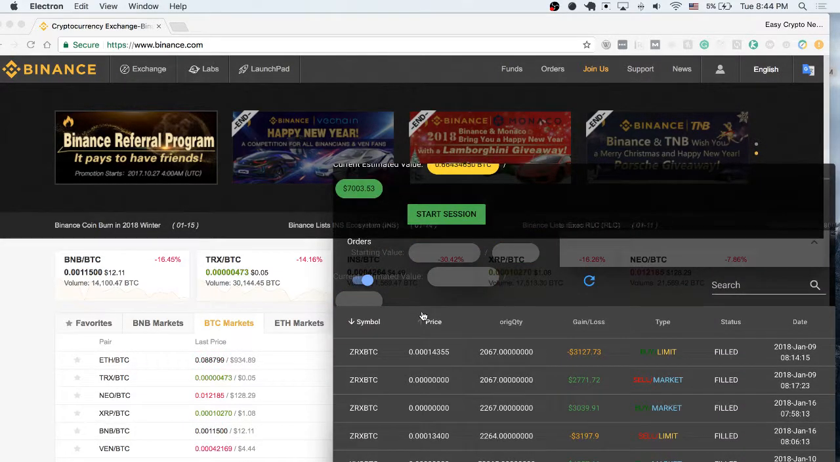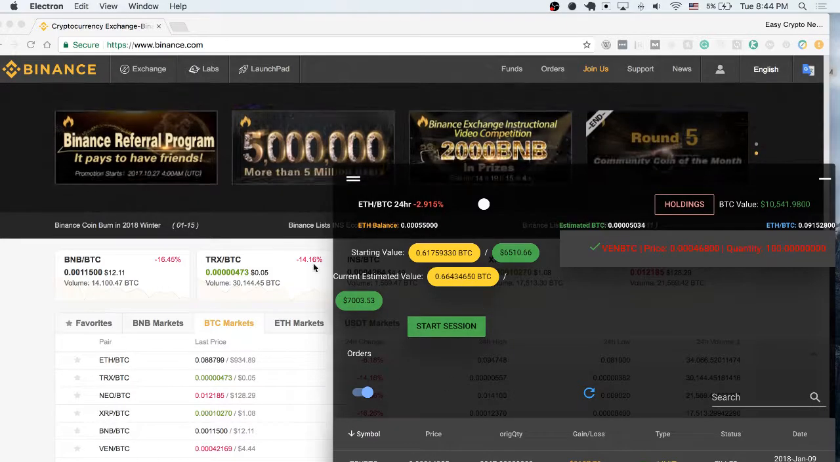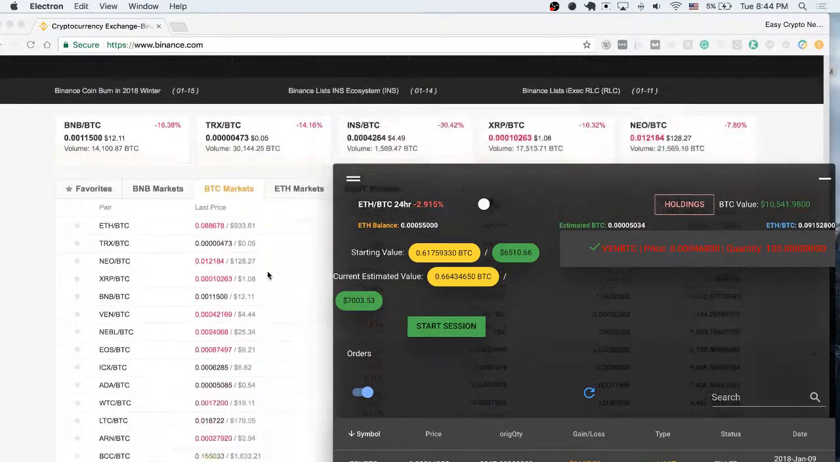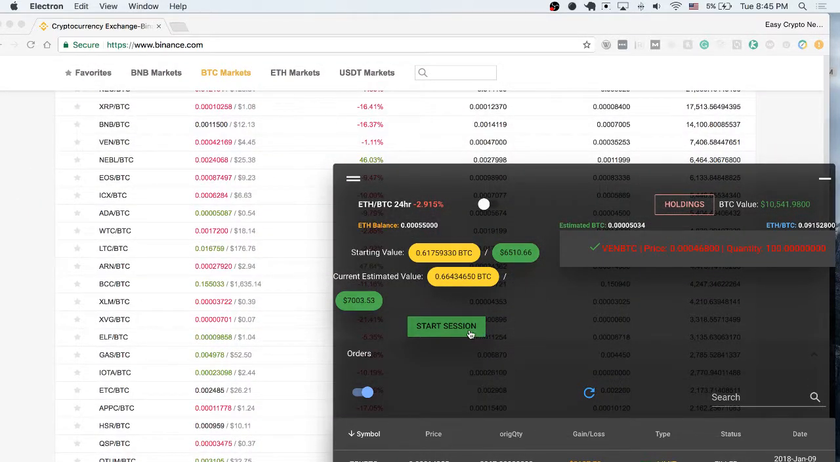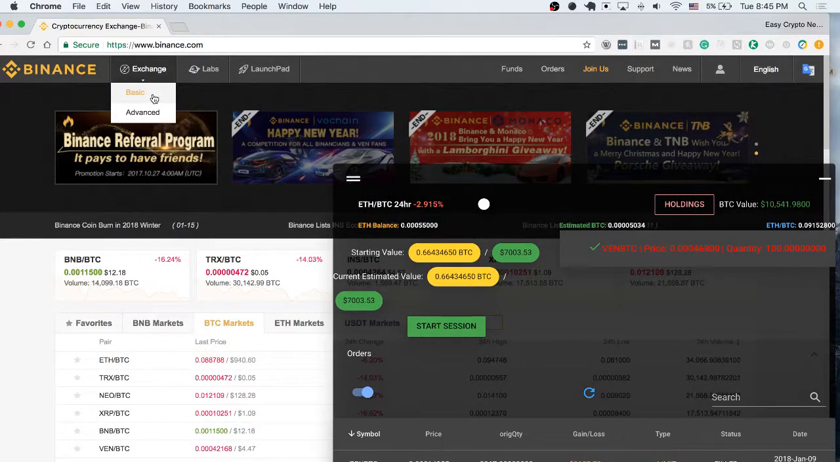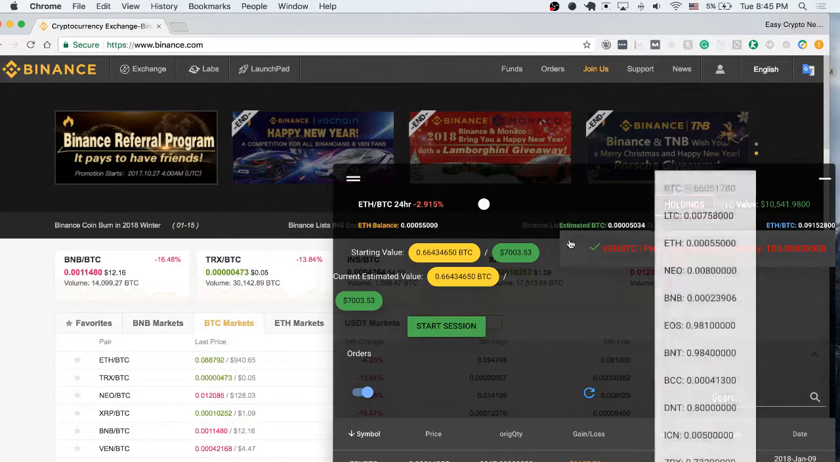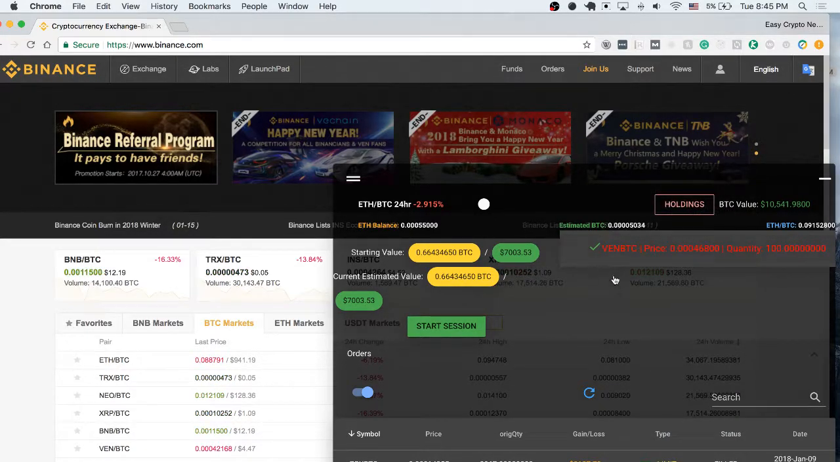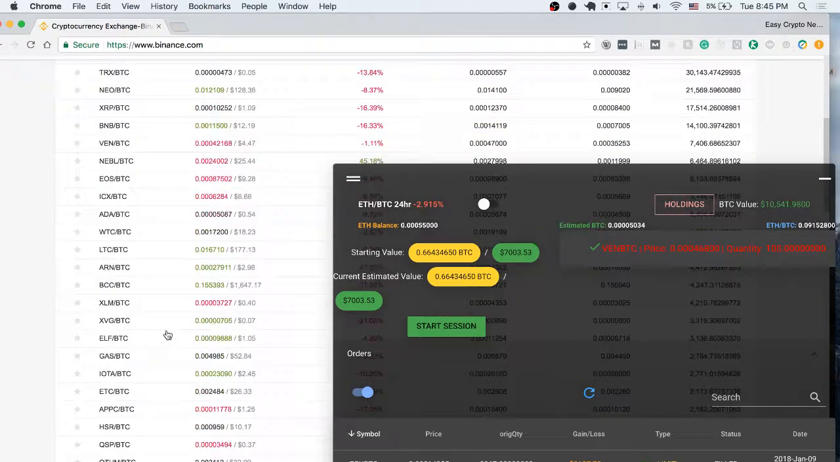The sizing is still a little off, but the idea here is you can start trading, so it'd be like start session, and it'll lock in your current price, and then any trade you make, it'll show basically the difference. So this is built for people that are day trading, so you can actually track your progress in real time. Anytime you buy something or sell something, it pops up here, so you can see your recent transactions.